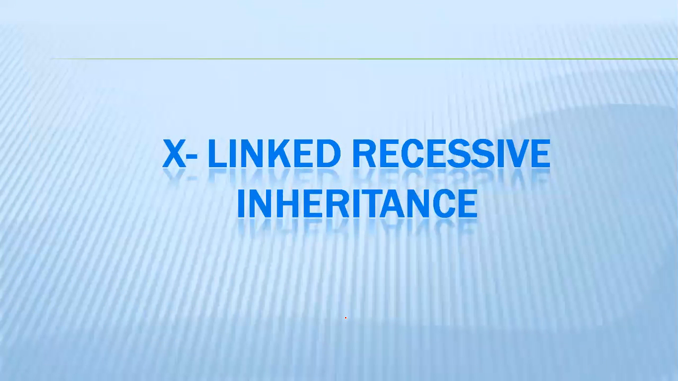There are lots of diseases and sex-linked traits which are transmitted with the sex chromosome: hemophilia and color blindness, which are recessive, and hypophosphatemic or vitamin D resistant rickets, which we have just seen, that is a sex-linked dominant trait. Now we will see sex-linked recessive inheritance.